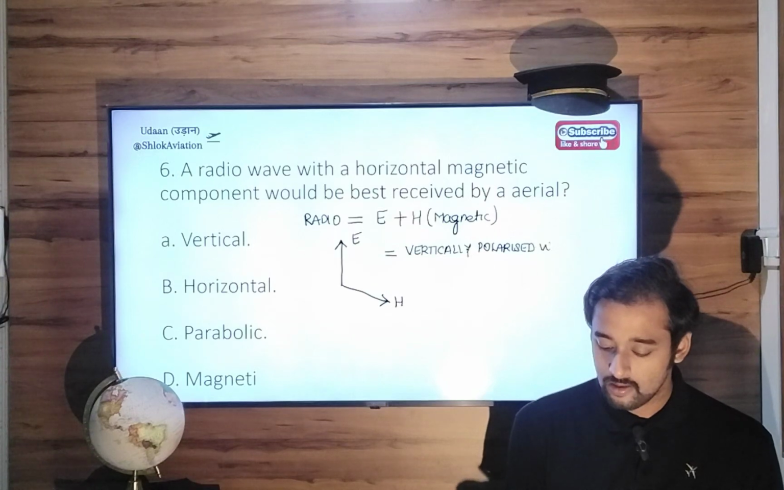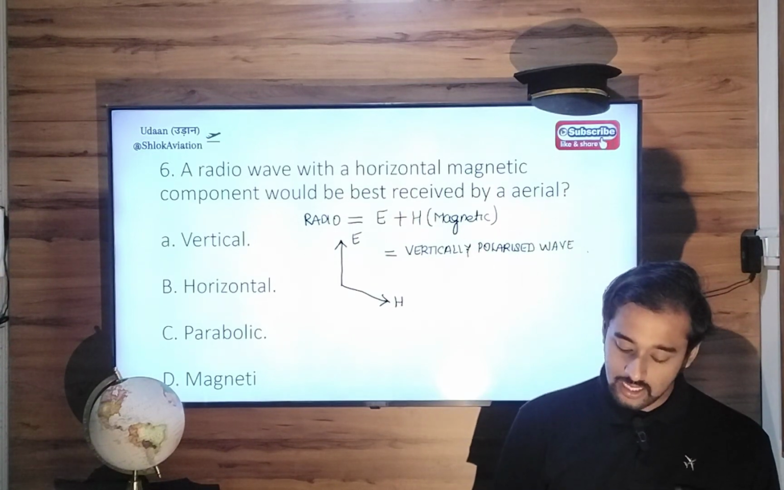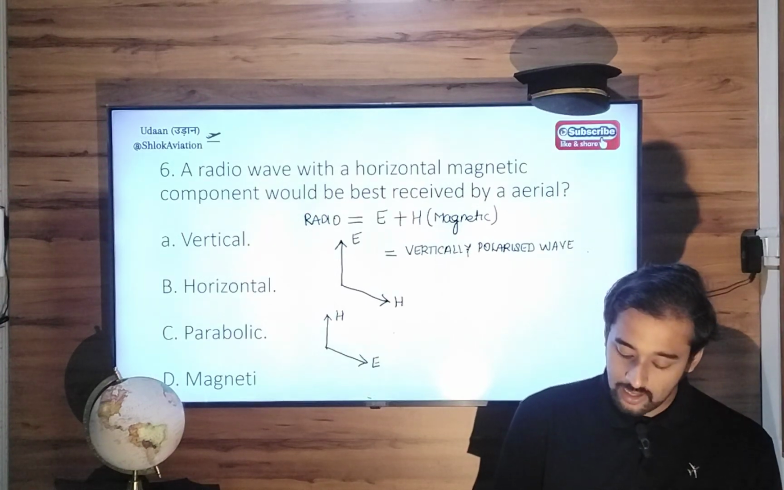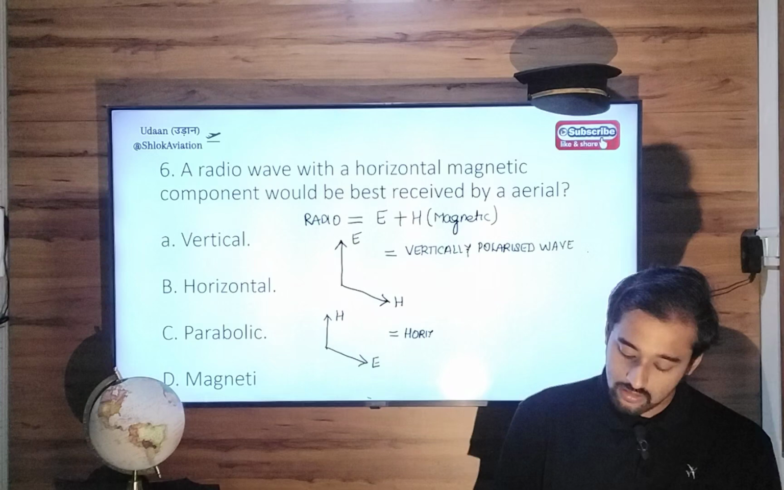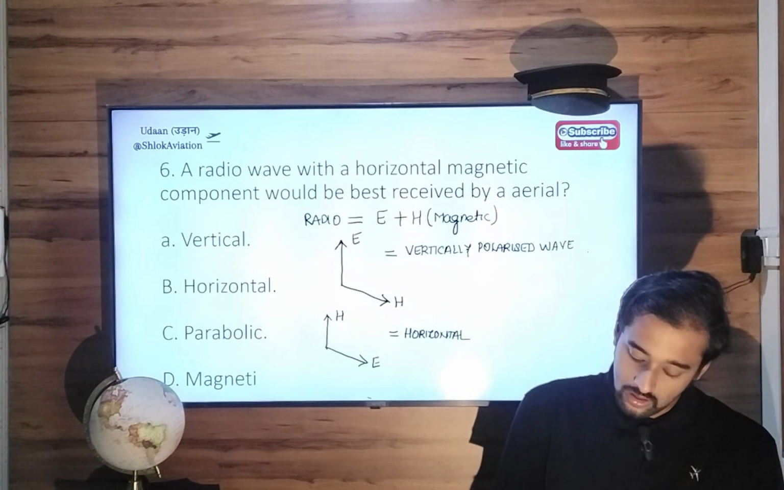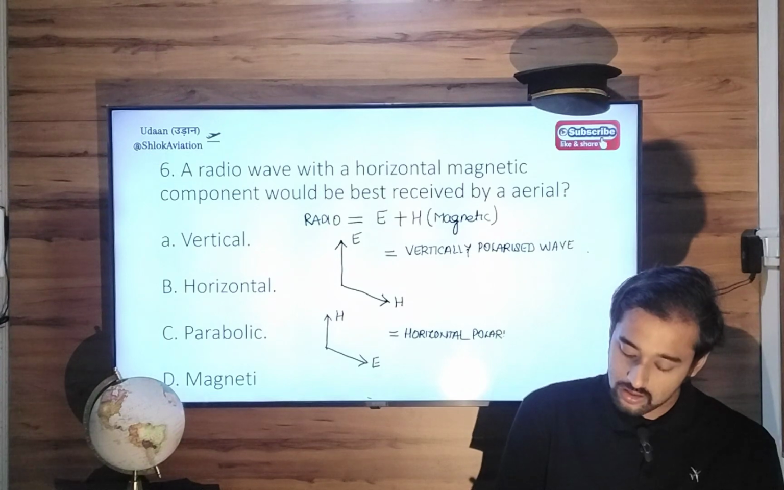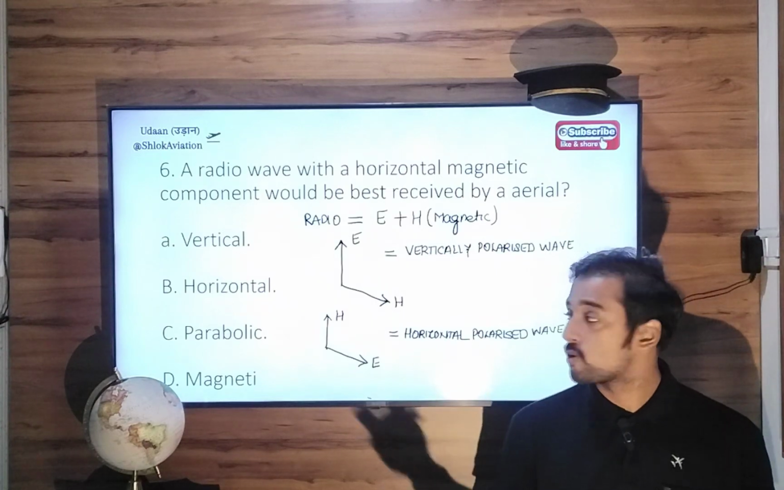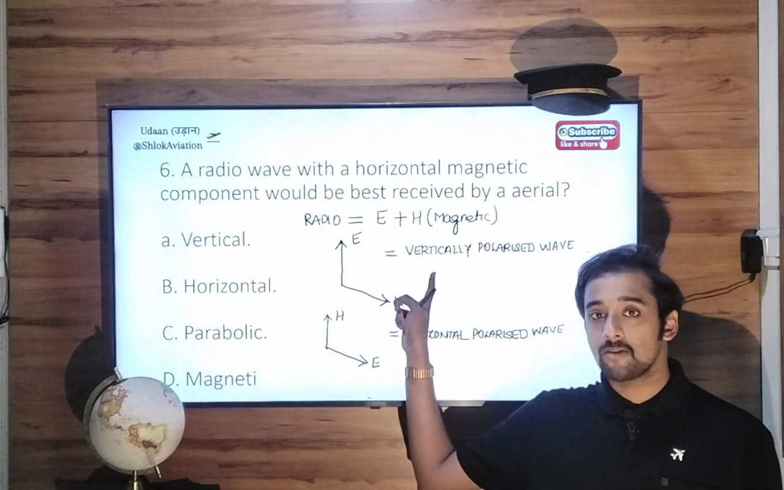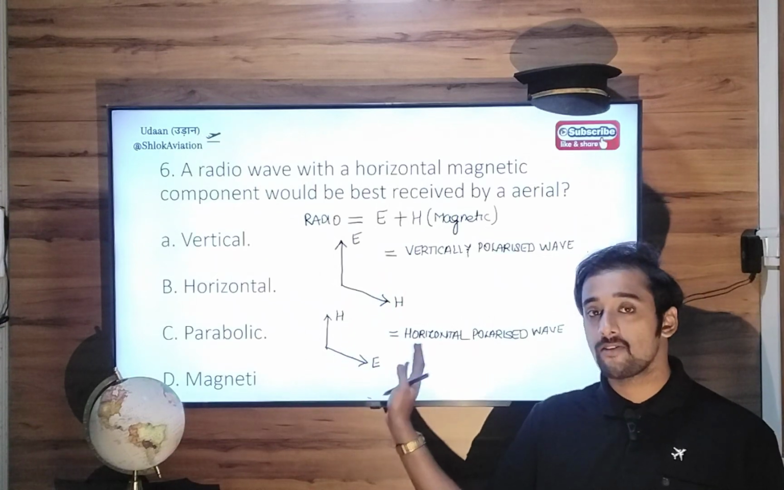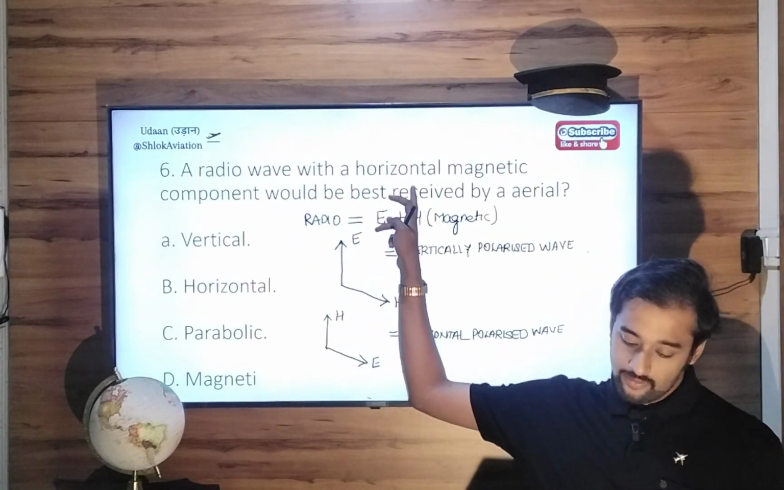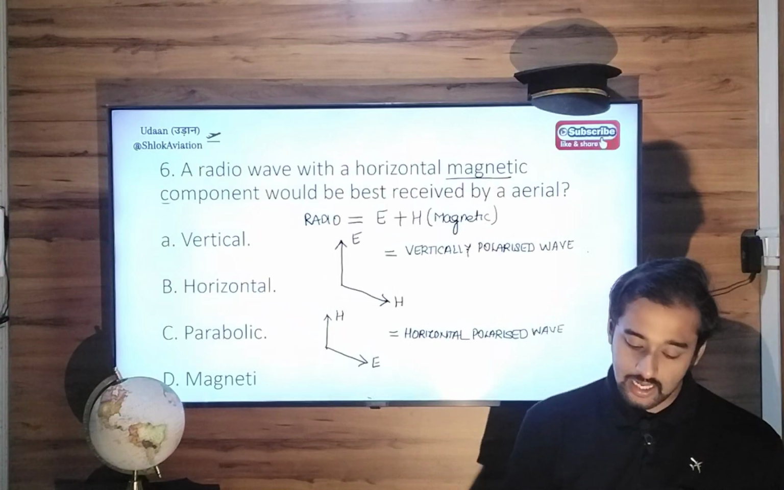Okay. If the electric field is horizontal and magnetic field is vertical, it will be called a horizontally polarized wave. So it depends on the orientation of the electric component. If electric is vertical, we will have vertical polarized wave. If electric is horizontal, we will have horizontally polarized wave. Remember that. Okay. So now in this case, we have a magnetic component which is horizontal.